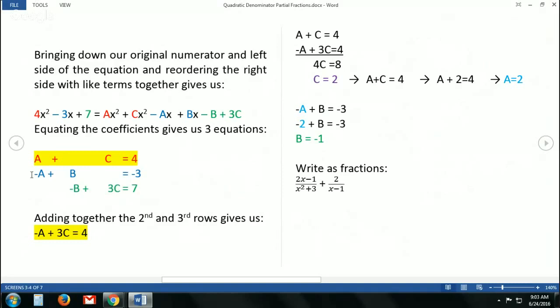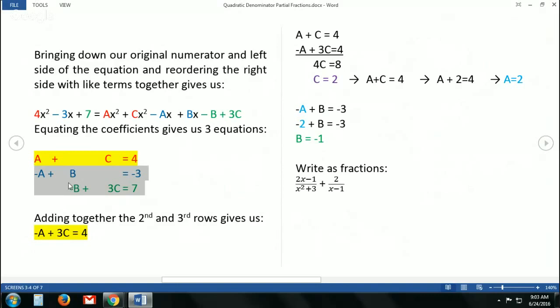Now, look at these bottom 2 rows. Notice that the b's are opposites of each other. If we add these 2 rows together, we can get a new row that eliminates b as a variable. So let's see if we can do that. Adding these 2 rows, there's nothing to add to the negative a, so let's bring it down. The b's cancel out.